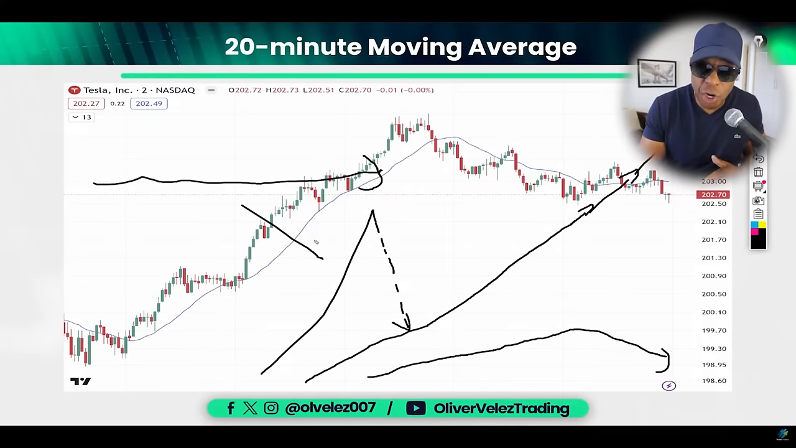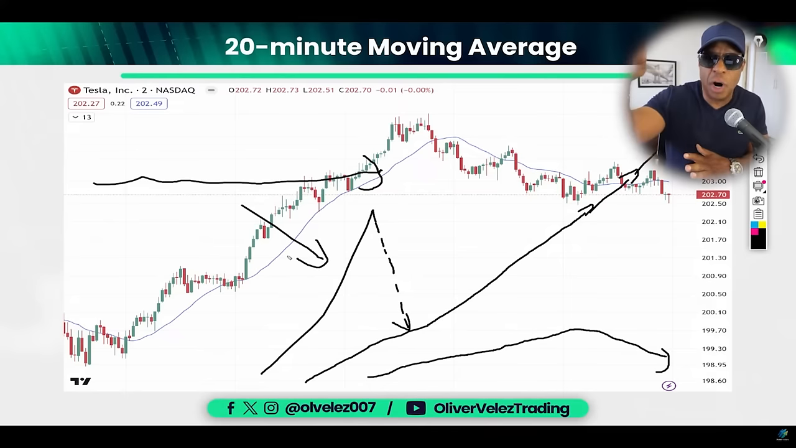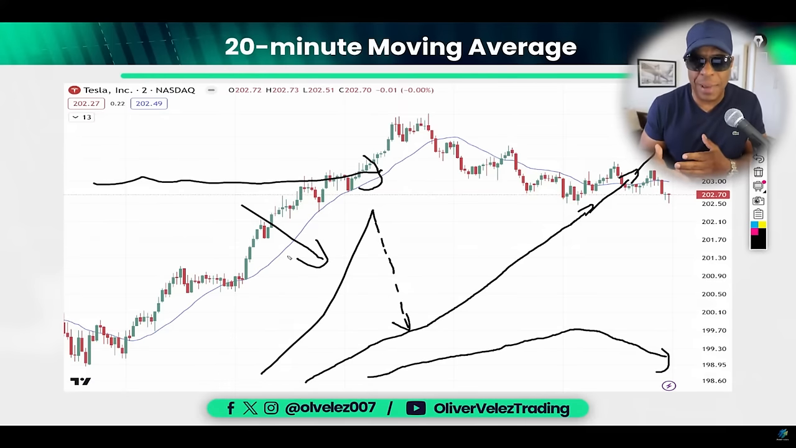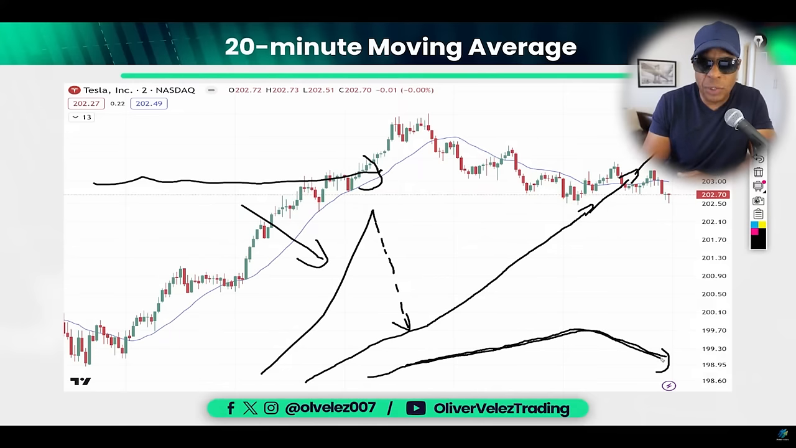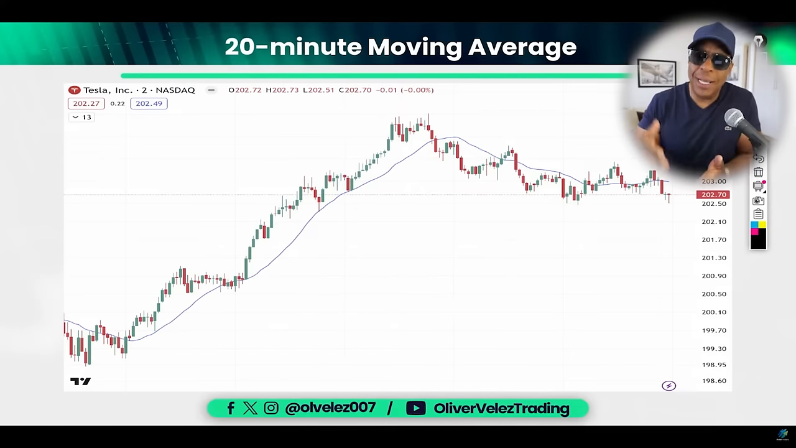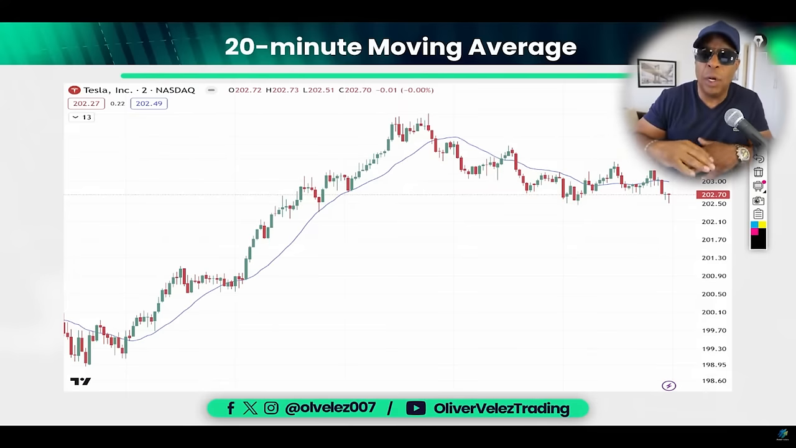You can have a really sharp, meteoric 20 period moving average, which is likely to come crashing back in a short period of time. You can have a weak rising 20 that's about to run out of gas, or you can have that 45 degree angle 20 period moving average where you're going to get the largest number of opportunities and the longest type of trend.